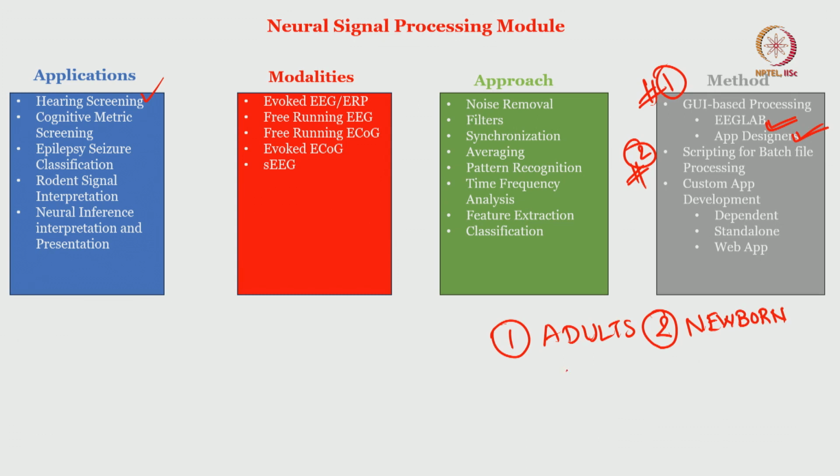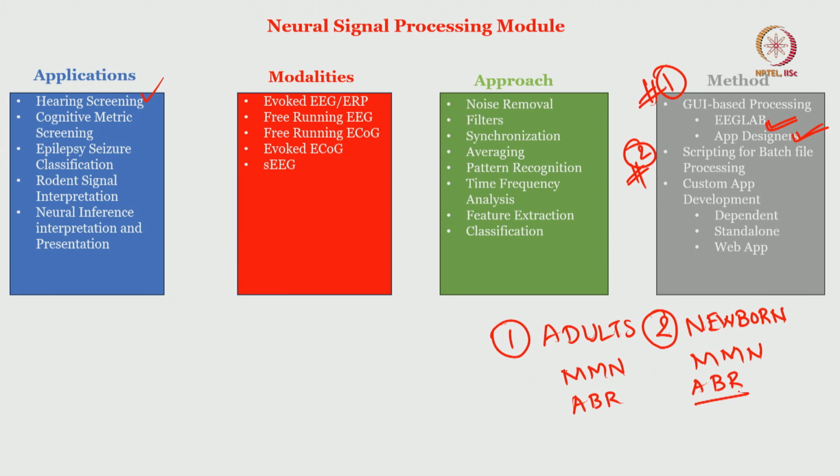What are the parameters you are recording there? We are recording MMN. What is MMN, mismatch negativity? That will be covered by Professor Pandya, so I will not go into the detail. The other thing is ABR. ABR is auditory brainstem response, which is a gold standard. What do you mean by gold standard?